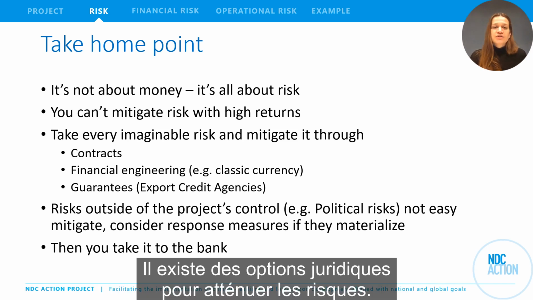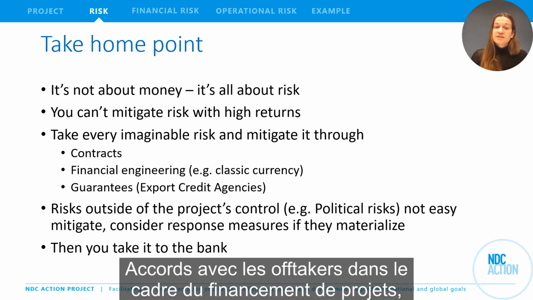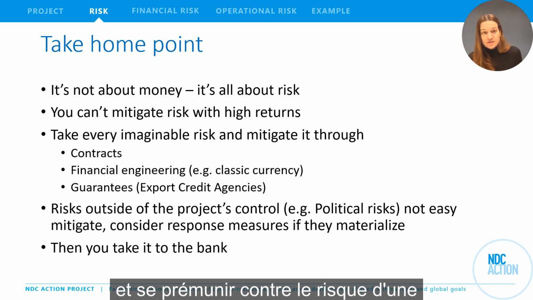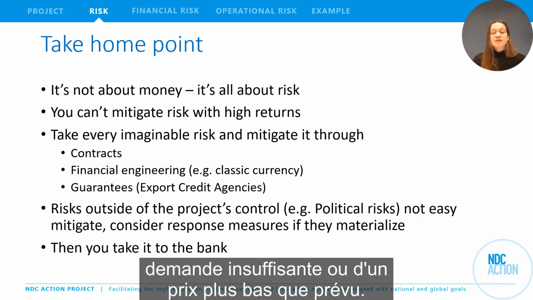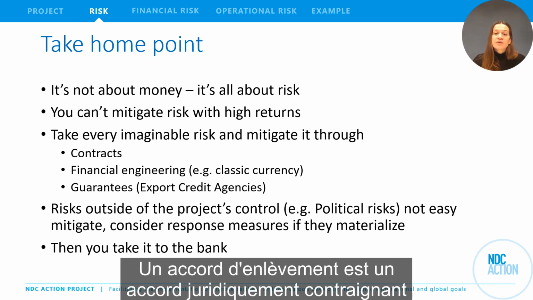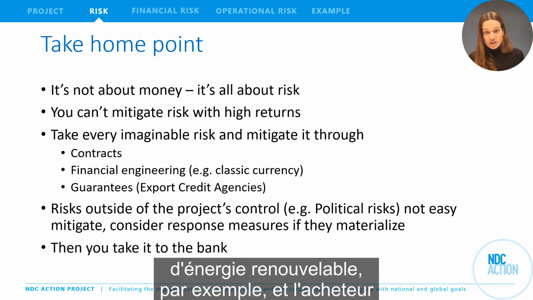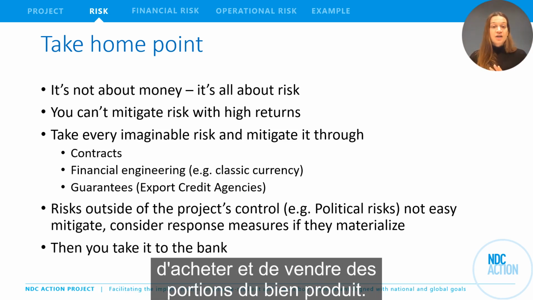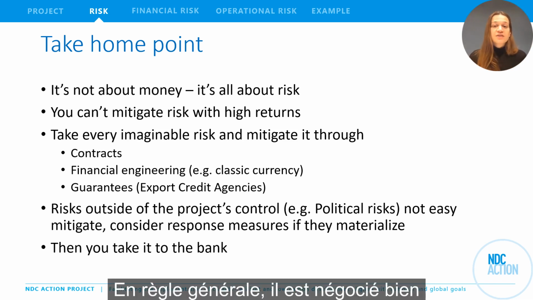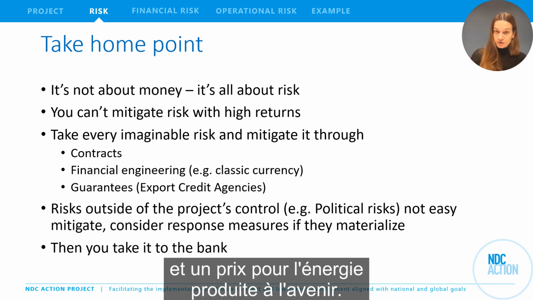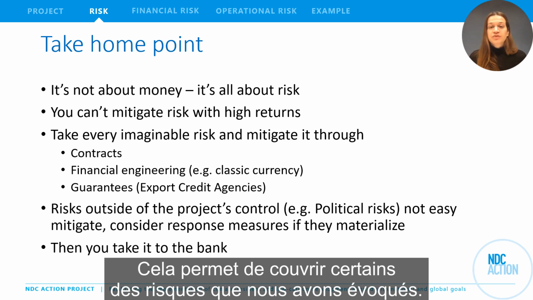There are legal options to mitigate risk. Off-take agreements in project finance, for instance, are quite common in the energy sector and secure against the risk of failing demand or lower than expected price. An off-take agreement is a legally binding contract between the producer of, say, a renewable energy plant and the buyer to purchase and sell portions of the produced good. Typically, it's negotiated well before the construction, and it locks in demand and a price for energy produced in the future. This helps to cover for some of the risks that we discussed.